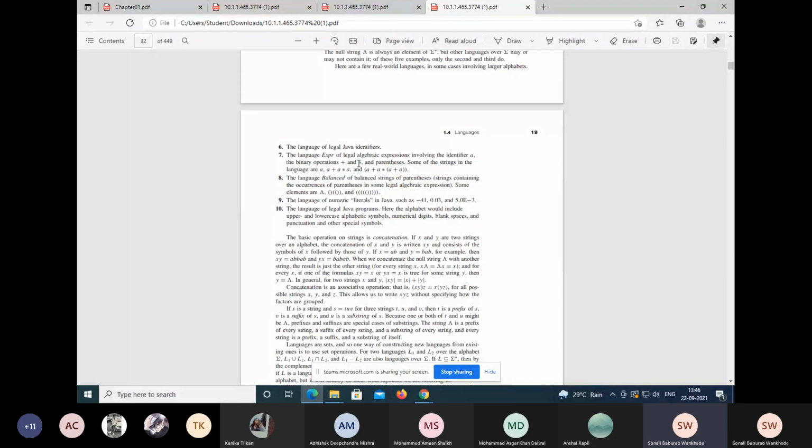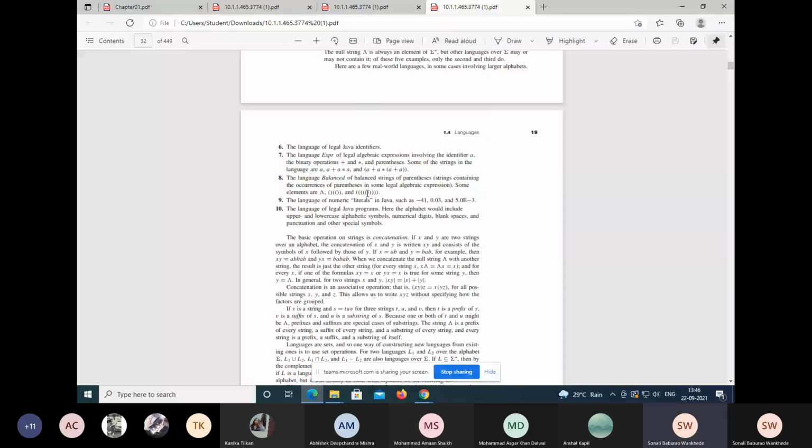So by using that, how a particular string in the language can be formulated is given by these expressions. It can be a plus a multiplied by a, etc. Okay, so the language of balanced strings of parentheses, and examples are given here. Some of the examples include this.